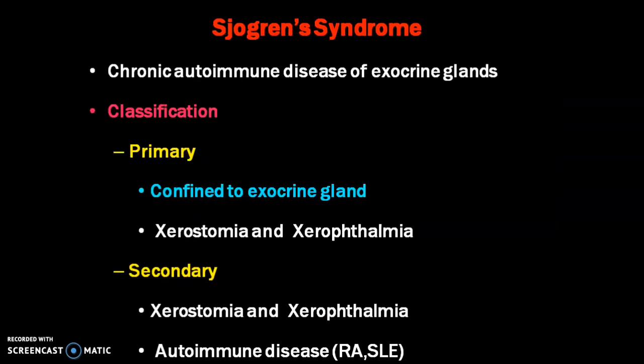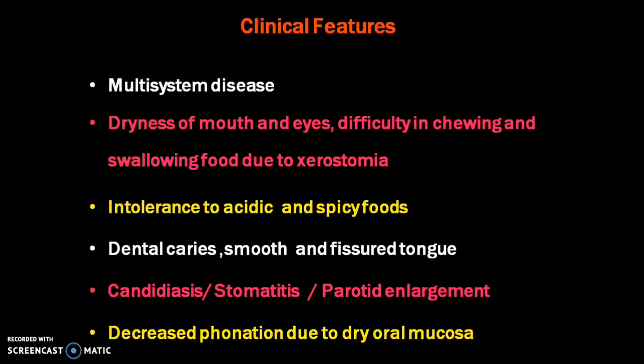Next is Sjogren's syndrome. This is a chronic autoimmune disease of the exocrine glands. It can be primary or secondary. Primary is when it is confined to the exocrine glands only. Features will be xerostomia and xerophthalmia. Secondary is when it is associated with an autoimmune disease like rheumatoid arthritis or SLE, that is systemic lupus erythematosus.